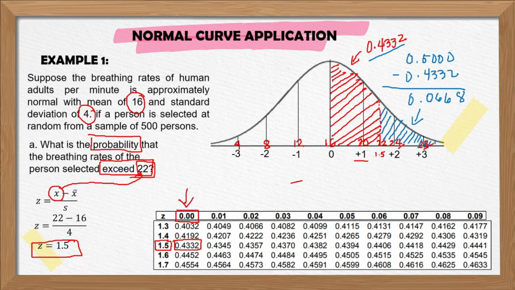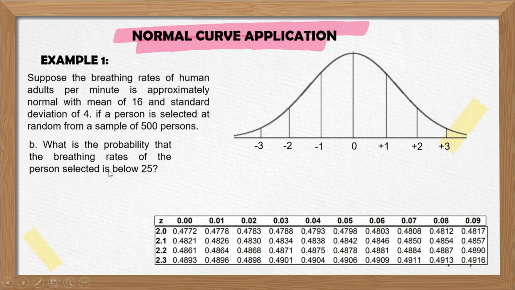Now, ang question is, what is the probability? So, pag probability, sagot natin dito ay percentage. So, we have to multiply this answer to 100. So, multiply by 100, the answer is 6.68%. So, this is now the probability of the breathing rates of the person selected exceed 22. Okay po? Okay. Let us now proceed to letter B.